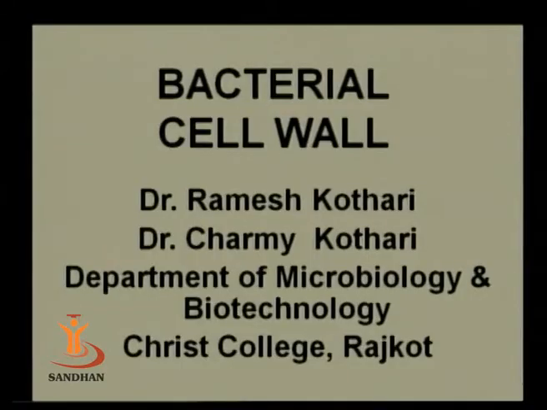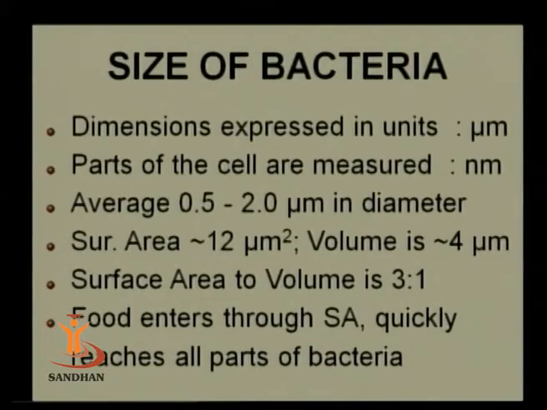Before we go into detail about the cell wall, let me describe some characteristics of a microbial cell. If you see this slide, the variation in the size of bacteria, the dimension of a bacterial cell is expressed in micrometers. Parts of the cells are measured in nanometers. The average size of microbes is 0.5 to 2 micrometers. The surface area is approximately 12 square micrometers, and the surface area to volume ratio is 3:1.